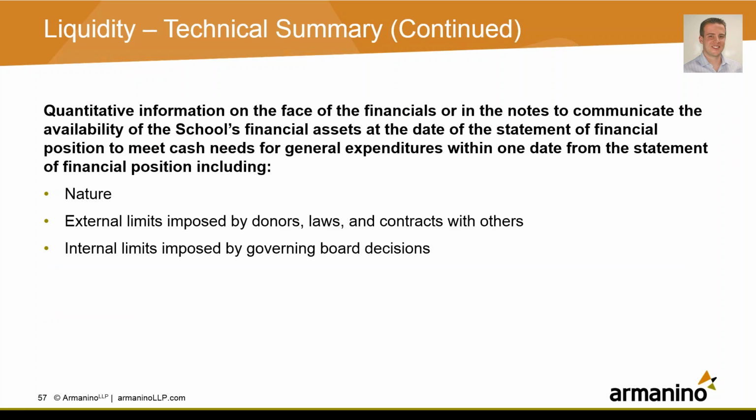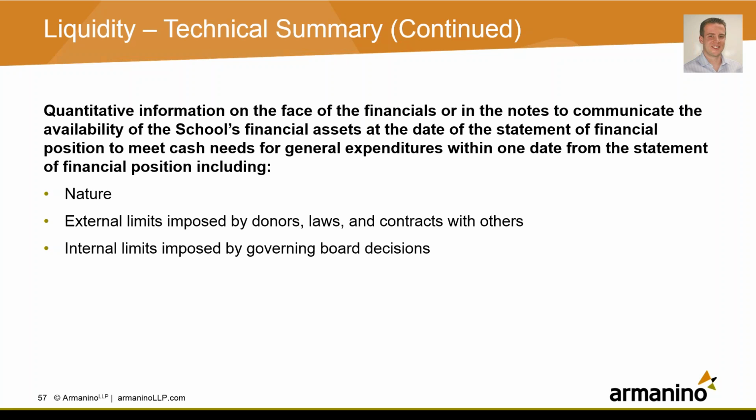As far as the quantitative side, this is where you would present some of the amounts as to what is the school's liquid position. You would also have to consider any external limits imposed by donors. So you may have contributions receivable of a certain amount, but if it's all earmarked for a building, it can't be used in operations. So you'd have to consider that and disclose that in your financials.